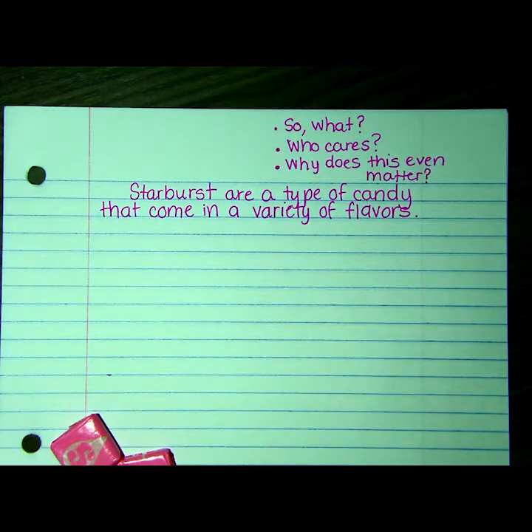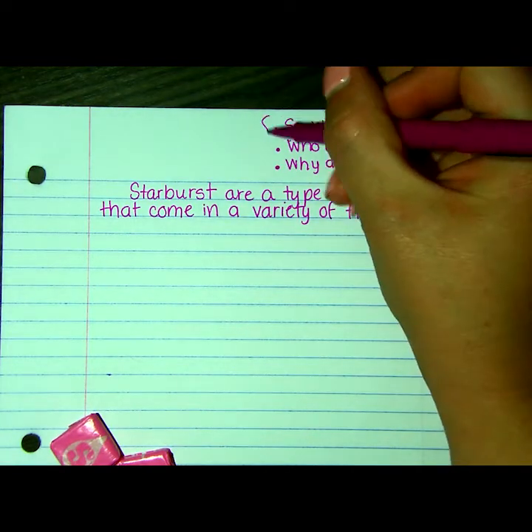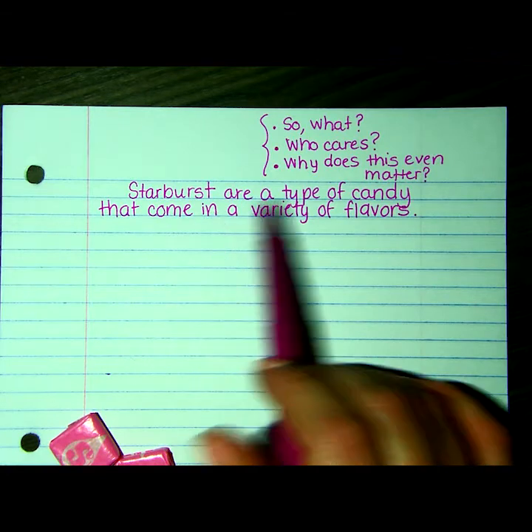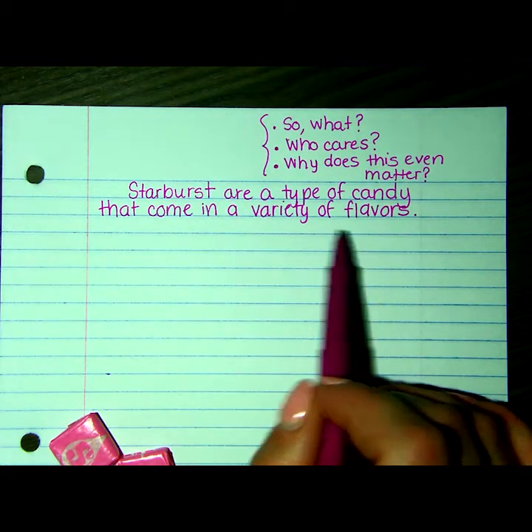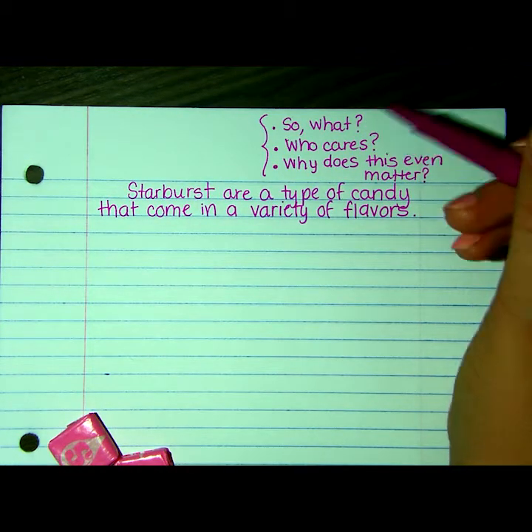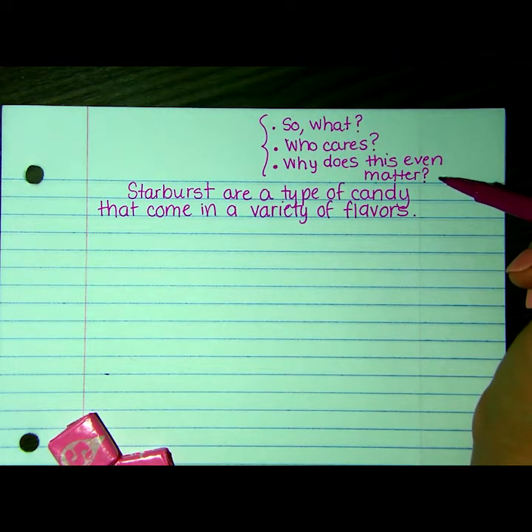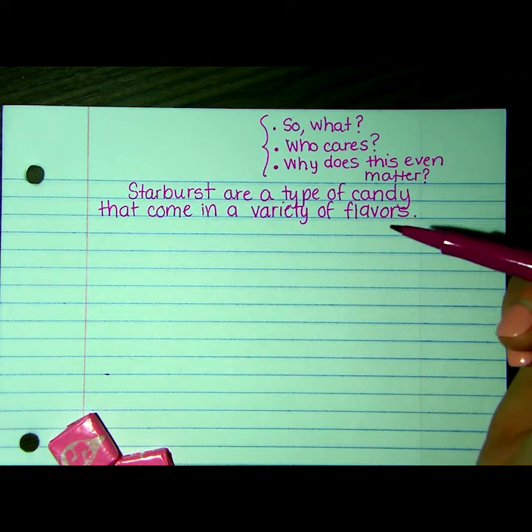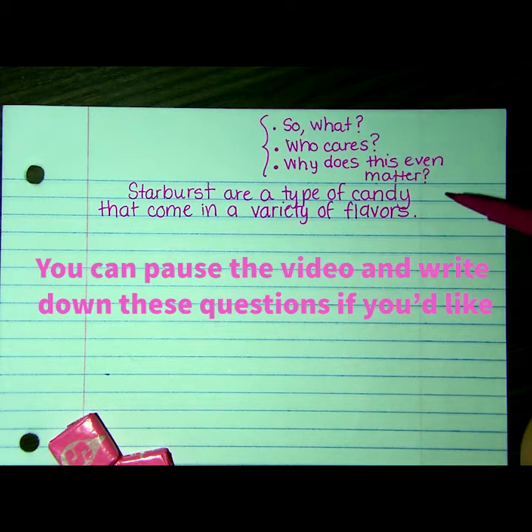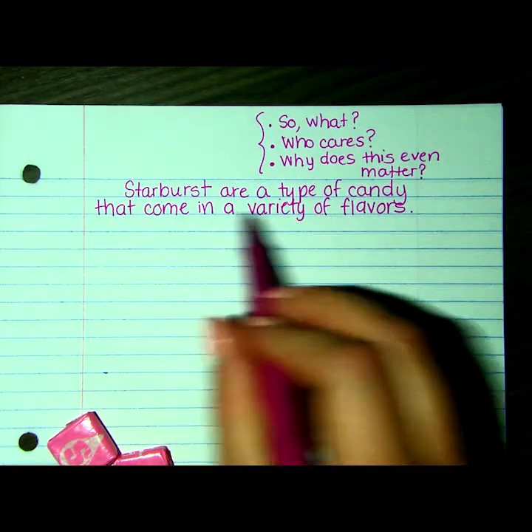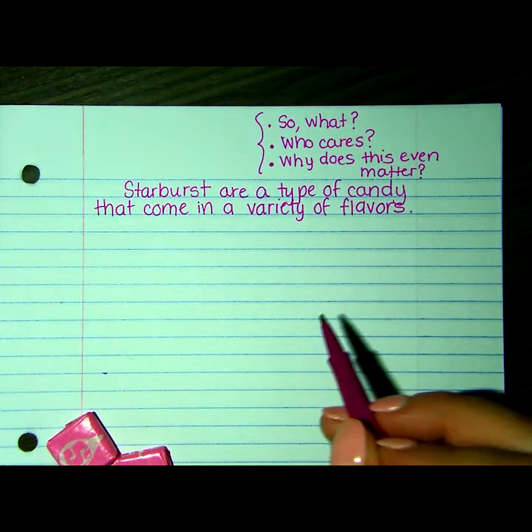If we can start thinking about these three questions or prompts after we include a teach statement, I think it's going to help our think statements. As in, all right, so Starbursts are a type of candy that come in a variety of flavors. So what? What about it? Who cares that they come in a variety of flavors? Why does that matter that they come in a variety of flavors? So now we can go ahead and answer some of these prompts or these questions. Well, why does it matter that they come in a variety of flavors? Here's how I'm going to elaborate.